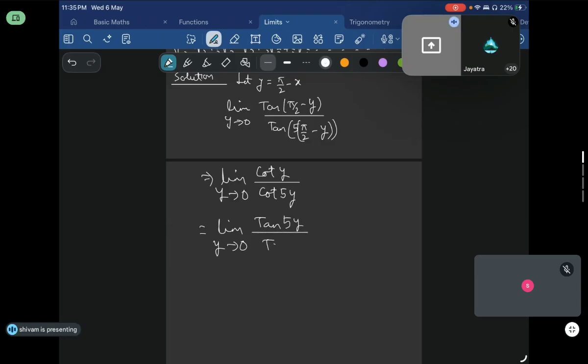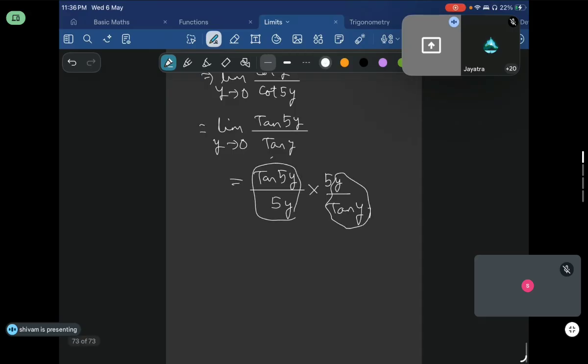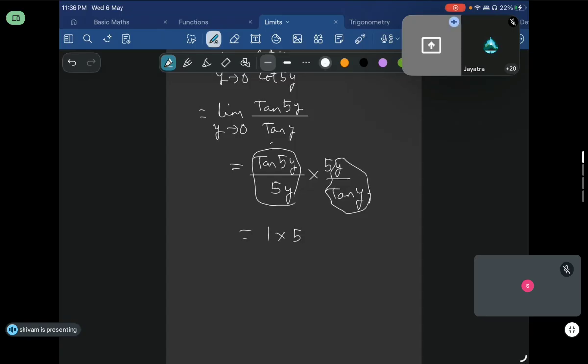Now we have to convert it into standard form. So this will become tan 5y. We need to divide it by 5y, then we have to multiply by 5y. Next, in the denominator, we have tan y, so just write tan y in the denominator. See, everyone, this tan y upon y is converting into standard form, and this is also a standard form. So you'll get 1 into 5 into 1, which is 5. Tell me, anyone having any doubt, you can ask me now.